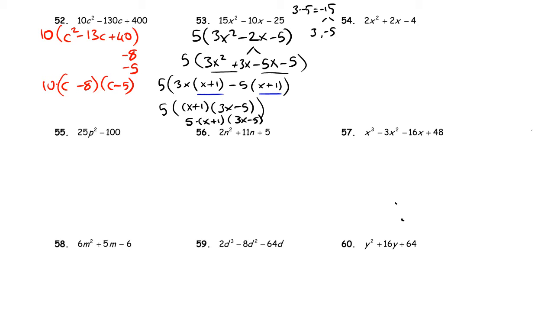Here is 54. We have a greatest common factor. We're going to factor out 2, x squared plus x minus 2. Find factors of 2 that could add up to positive 1. That's positive 2 and negative 1. They multiply to get negative 2, and they also add up to positive 1. So our factors are going to be x plus 2, x minus 1. We still have our 2.